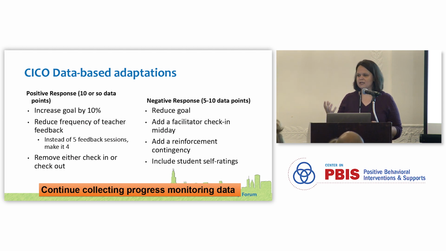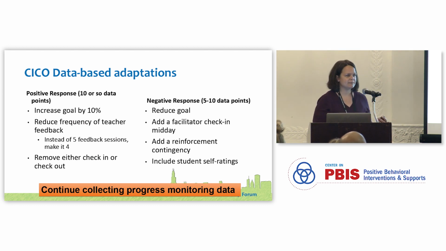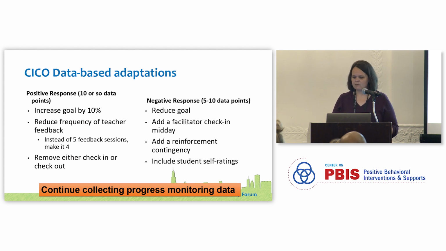And then if the student is really struggling to make any changes or any progress within check-in, check-out after a week or so, you want to keep an eye on that data, and there are some changes that you can make. You could consider reducing the goal, so maybe it was just way too hard for them to start out with, and they're just not experiencing any success, so they're not building any positive self-efficacy. You could add a facilitator check-in midday. So at lunchtime, maybe they have another opportunity to meet with that really awesome facilitator who they really love and they're motivated by. And you can add a reinforcement contingency.